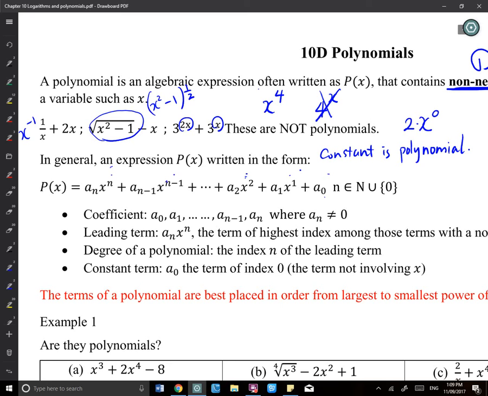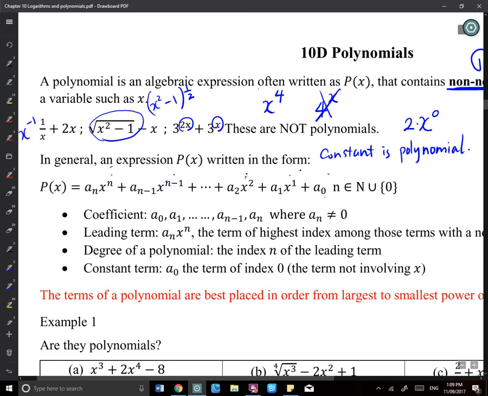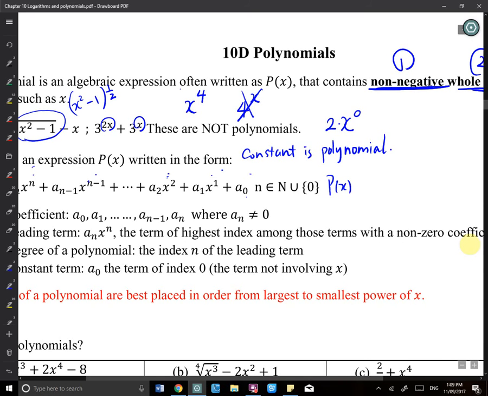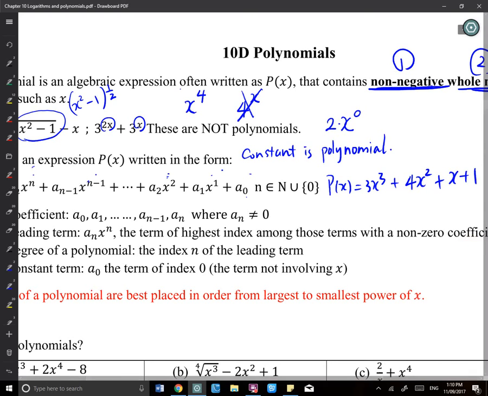So what we have here is an expression. What is p(x)? Give your example. p(x) can be 3x to the power of 3, plus 4x to the power of 2, plus x, plus 1. That is called a polynomial. It's just a lot of terms added together, and each term has non-negative integer powers. We write that in a decreasing order. That is called a polynomial.